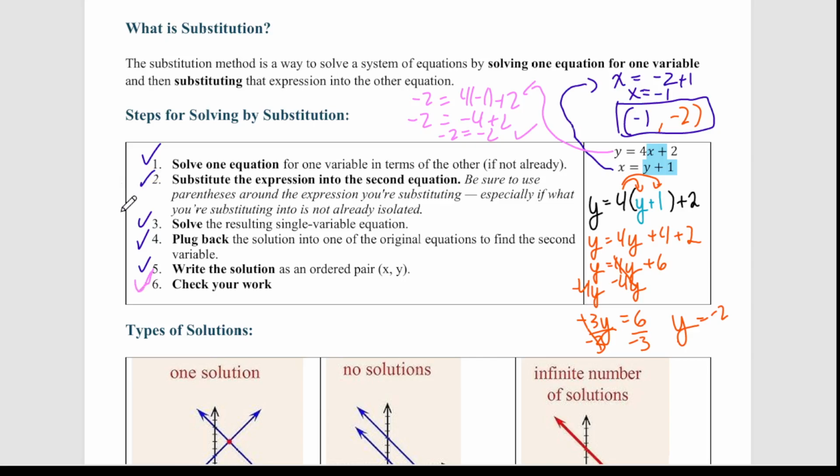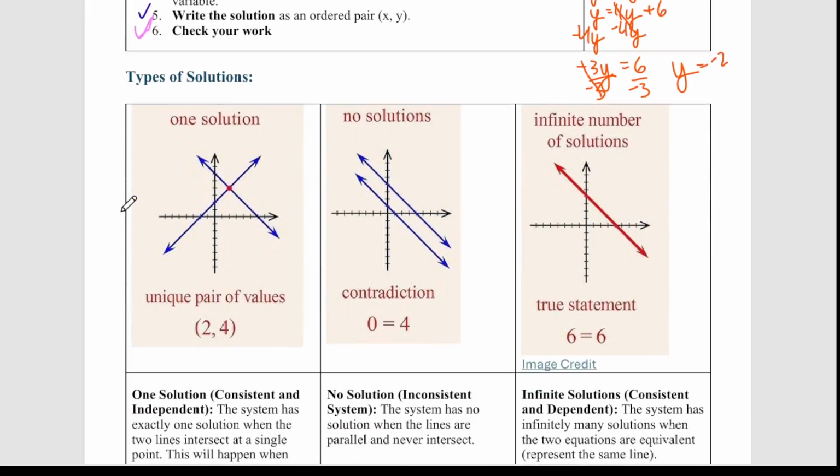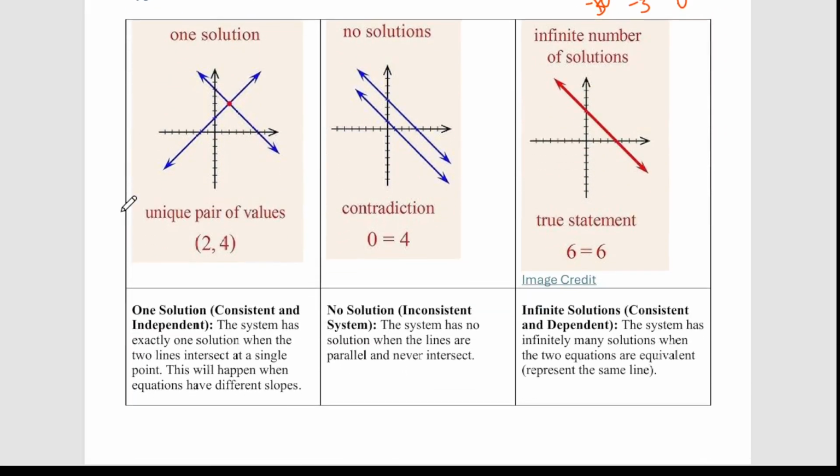Now keep in mind when you're solving that in the background, there's still these different types of solutions. So you might have a single solution like what we just found where it was just a single point that is going to work for both of these equations. No other unique pair of values is going to work in those equations except for that point. If you end up solving and you get a contradiction at the end, something like 0 equals 4, that's when you know that this is an inconsistent system.